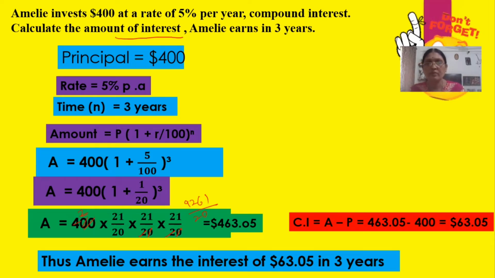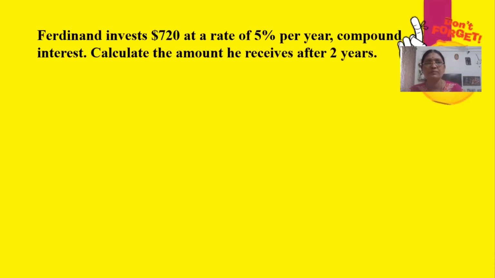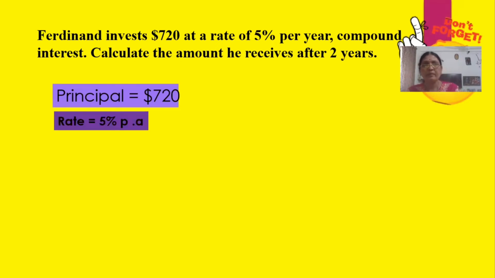Understood, children? Okay, let's move on to the next question now. Ferdinand invests $720 at the rate of 5% per year compound interest. Calculate the amount he receives after 2 years. Now here directly you are asked to calculate the amount, right? So let us note down what all things are given. The principal is $720. The rate of interest is 5% per annum. The time period for which it is kept is 2 years.